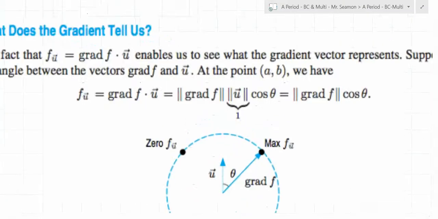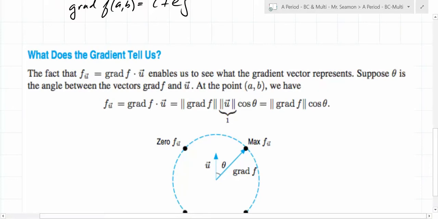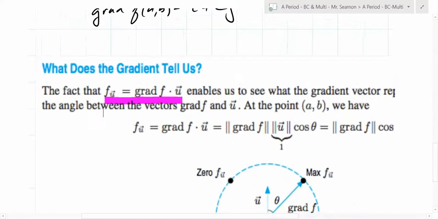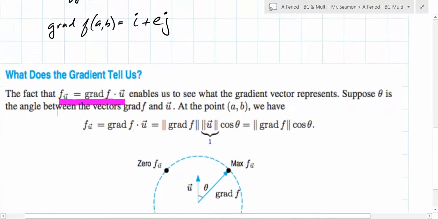So let's take a look at this sentence here. What does the gradient vector tell us? We now know that the directional derivative in the u direction is equal to the gradient of f dot u. That's just reassembling what we already knew with notation that we already learned. This enables us to see what the gradient vector represents.